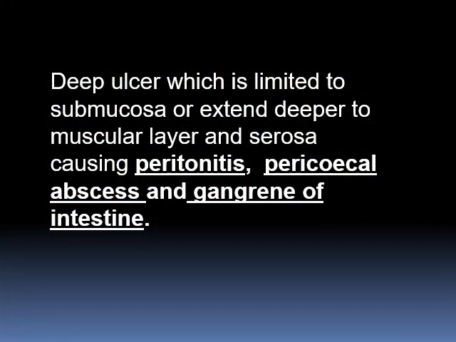Deep ulcer is limited to the submucosa and may extend deeper to the muscularis layer and serosa, causing peritonitis, pericecal abscess, and gangrene of the intestine.